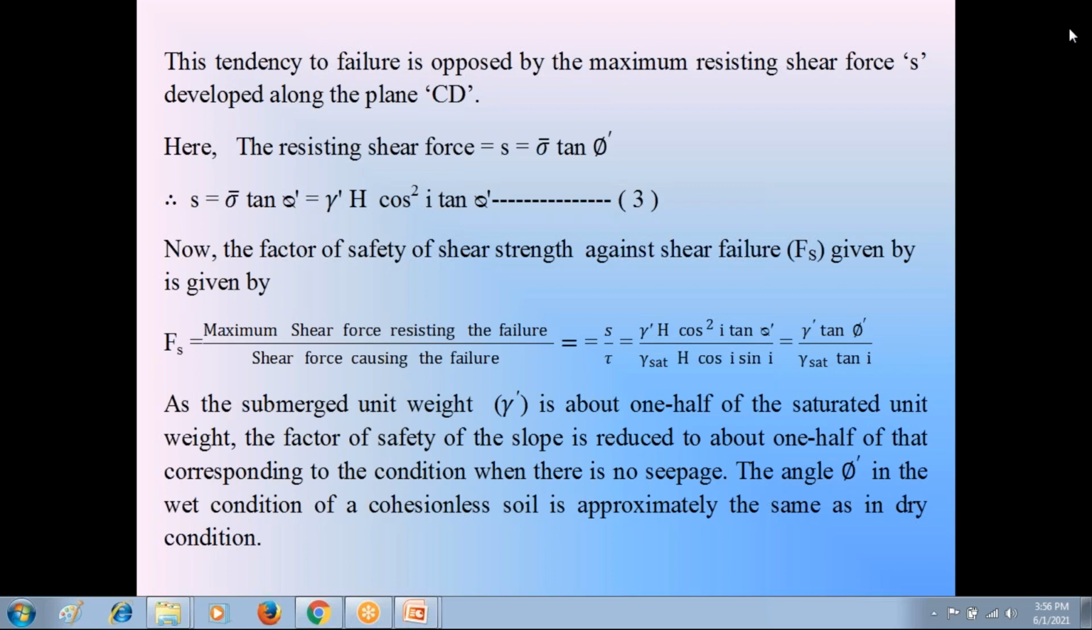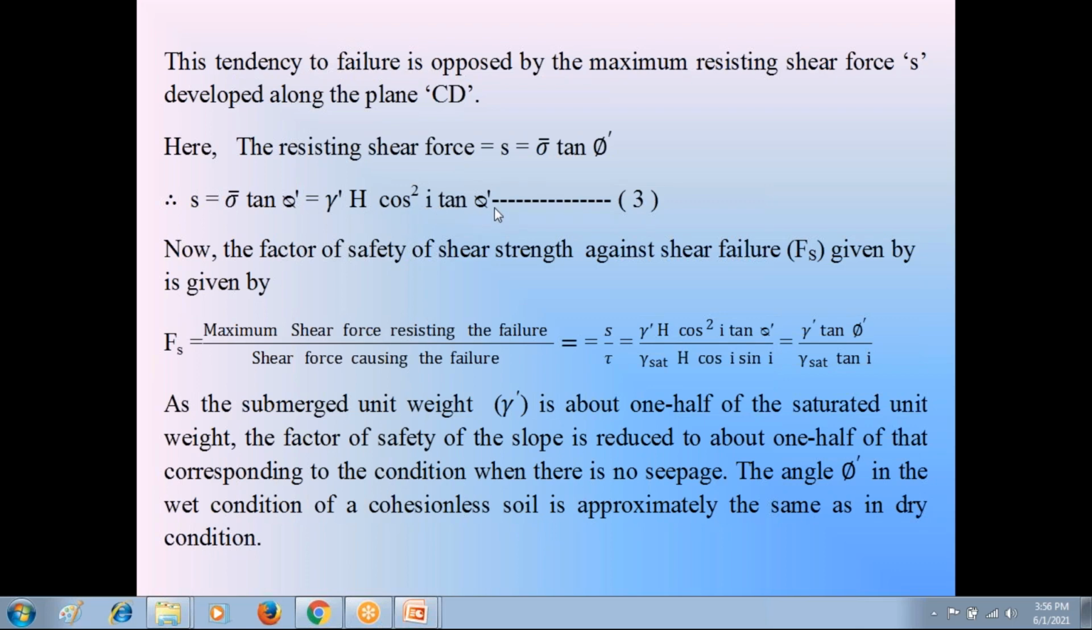So in this cohesionless soil, the cohesion C equal to 0. So the shear strength S is equal to sigma dash tan phi. In this seepage flow condition, that sigma dash is equal to gamma dash into H into cos square i. So the shear strength in this seepage flow condition is gamma dash H cos square i into tan phi dash.